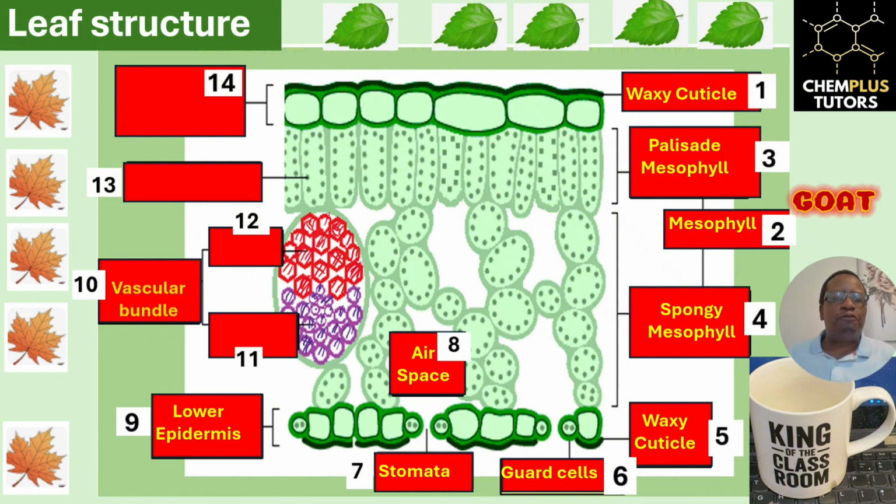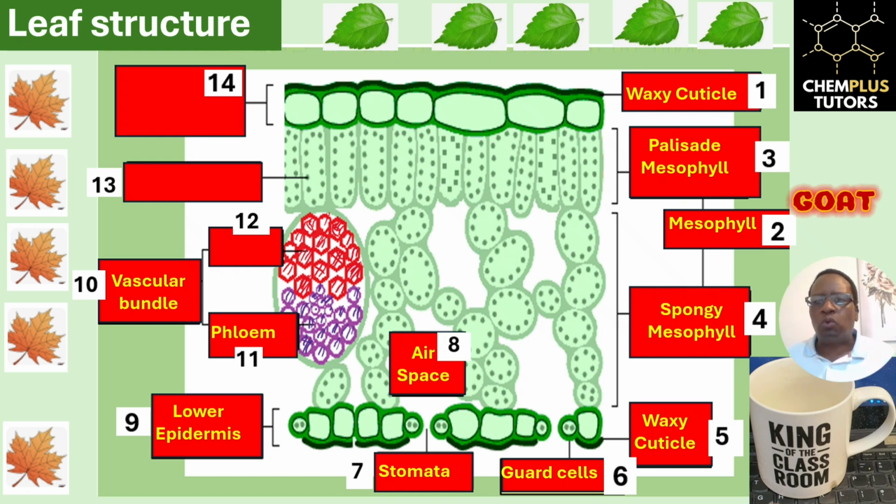Numbers 11 and 12 have the same name, vascular bundle, but number 11 is responsible for transportation of sugars. Remember, sugars are part of the products of photosynthesis. Number 11, which tube transports sugars? Phloem, well done. And number 12 transports water and minerals. What is it? The xylem.